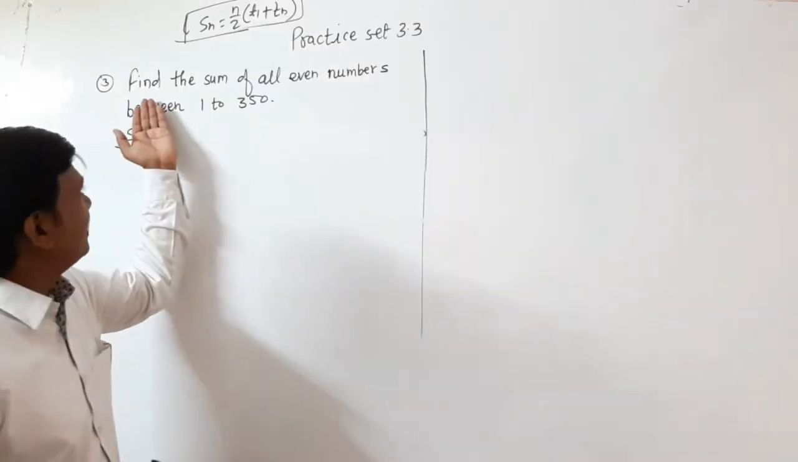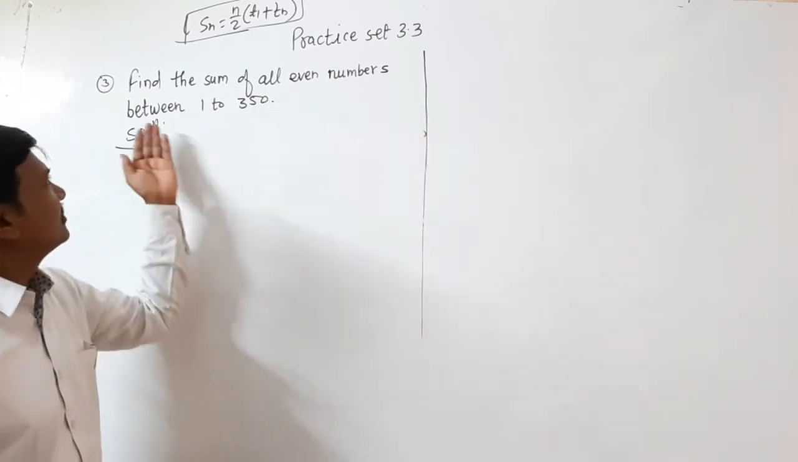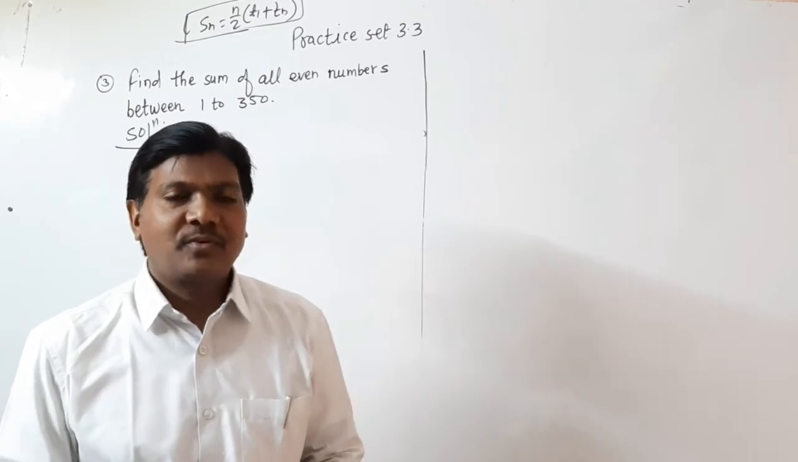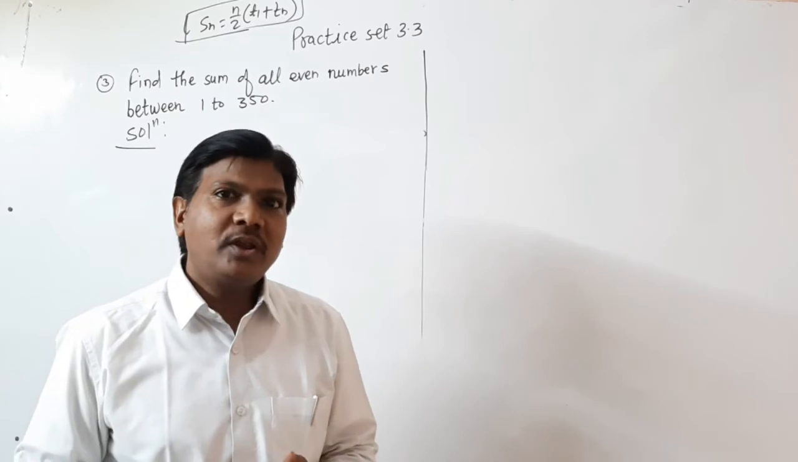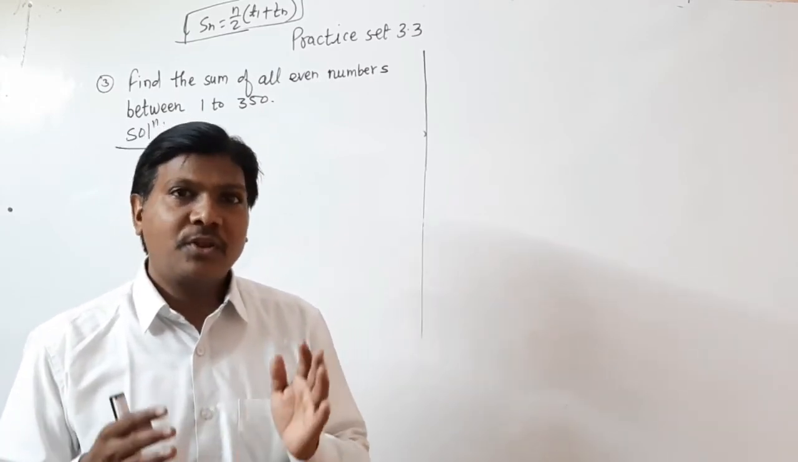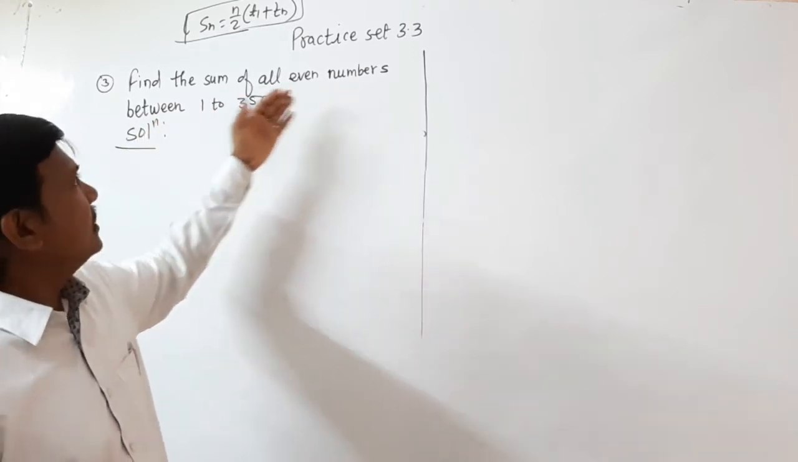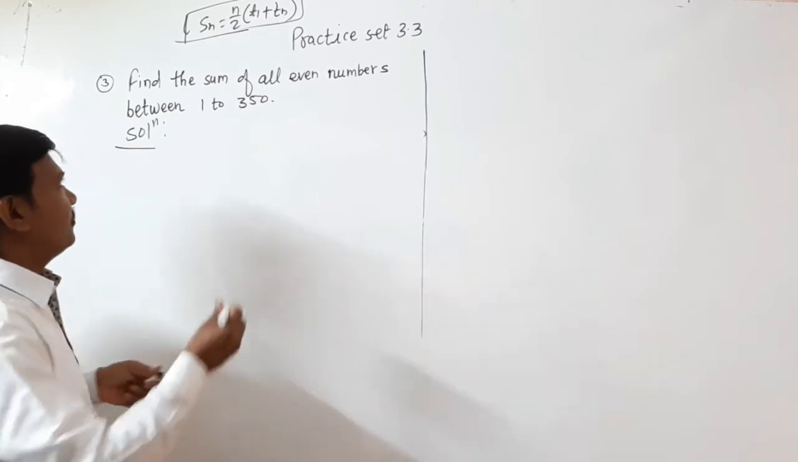Question number 3. Find the sum of all even numbers between 1 to 350. So first make a sequence, that is even natural numbers from 1 to 350, since it is given as between, means all even numbers between 1 to 350.